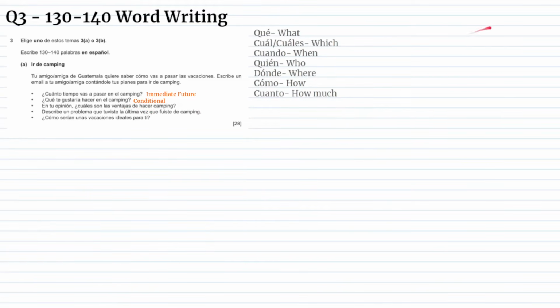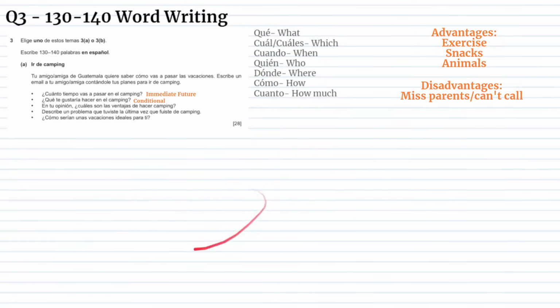So let's take our 3 advantages right here. I'm going to say exercise, yummy snacks, and seeing animals. And for the disadvantages, let's say I miss my parents and I'm not able to call them. I know that kind of sounds odd right now, but it'll all tie together when I show you guys the writing. Moving on, we have describe un problema que tuviste la última vez que fuiste de camping. So this is directly in the past, right? Fuiste, tuviste, simple, nice past tense. And lastly, ¿Cómo serían unas vacaciones ideales para ti? It's a conditional future again.